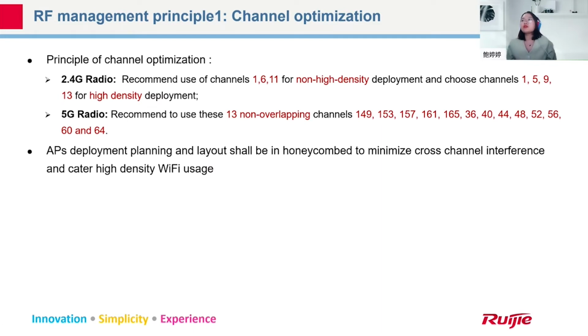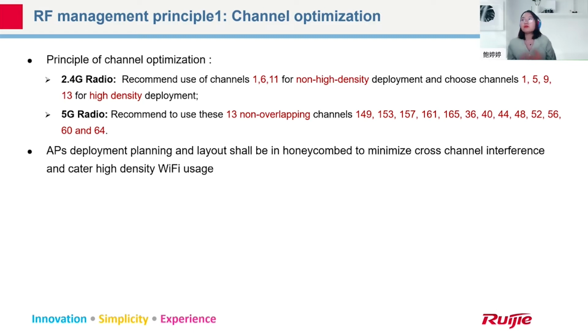The first one is also the simplest one. We can optimize the channel. Because about the principle, we have two RF interfaces: one is the 2.4 GHz radio and the other is the 5 GHz radio.